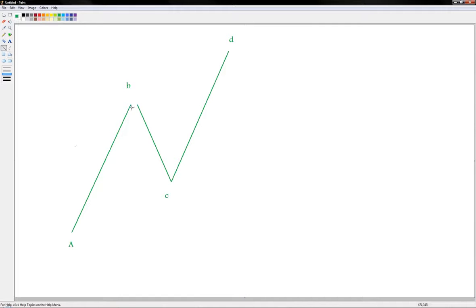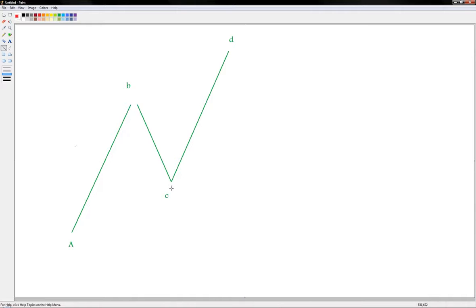So if price would have gone like this, and it would have breached below A, that's not a valid Fibonacci movement. The downward movement has to only be a portion of A to B. So B to C cannot be larger than A to B. Otherwise, it's no longer a valid movement. So A to B, then B to C.